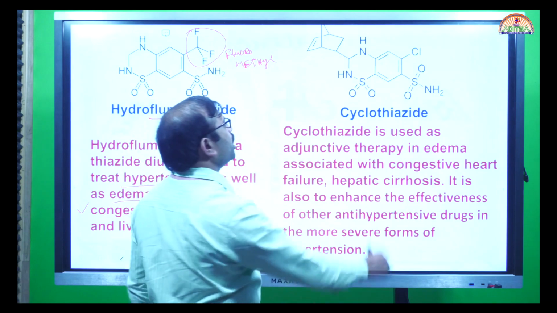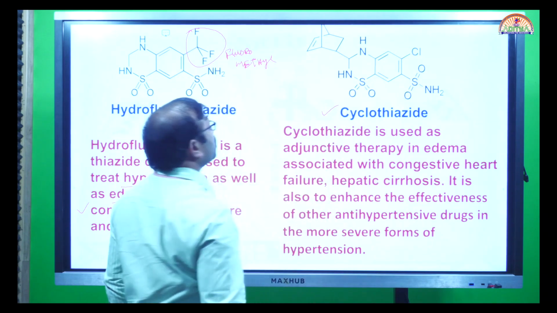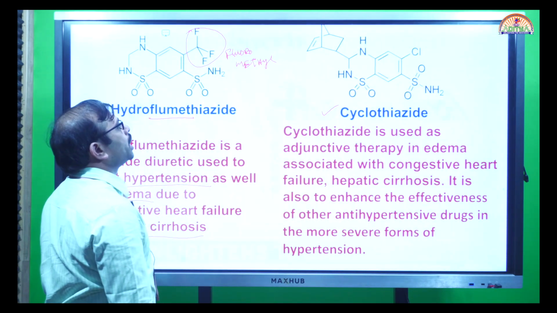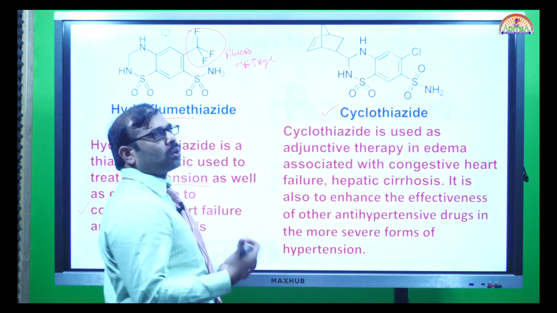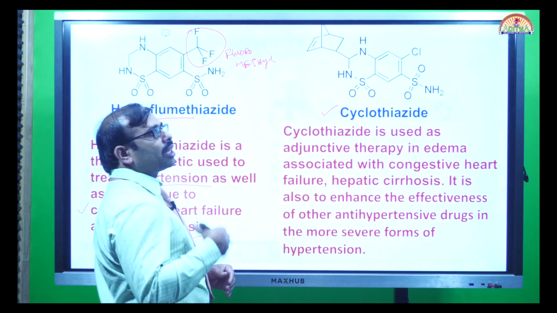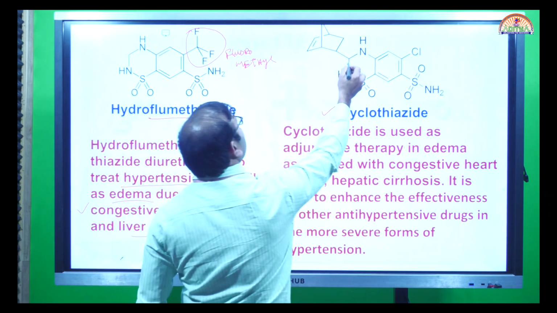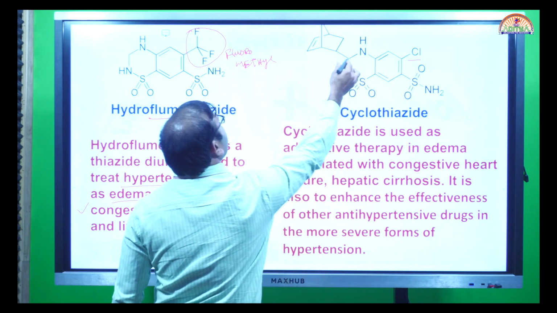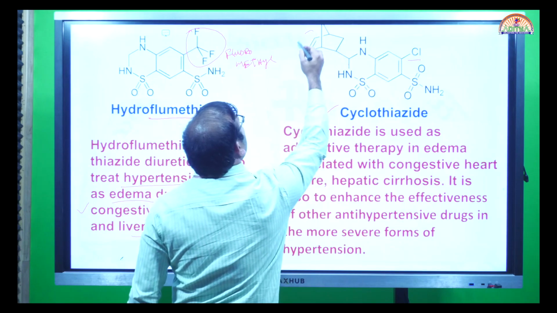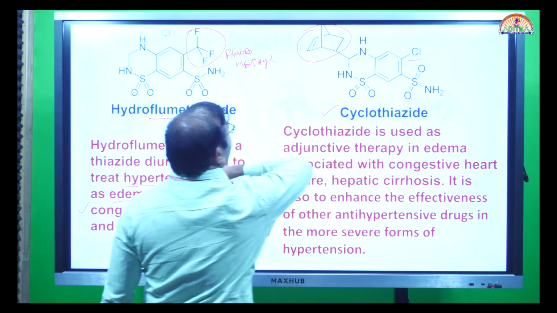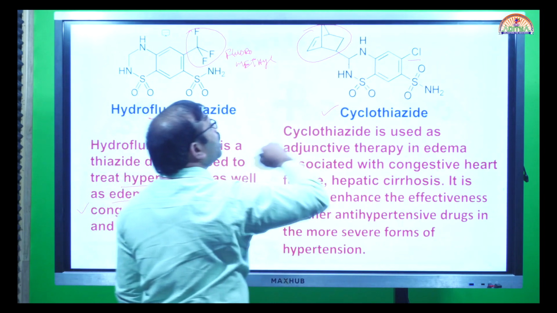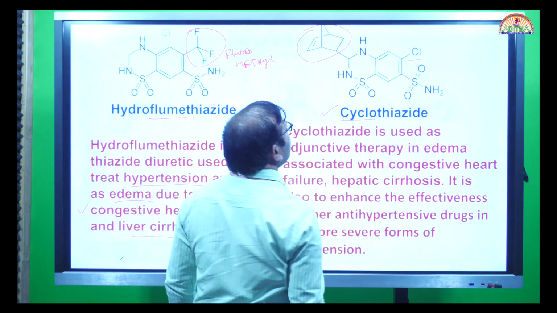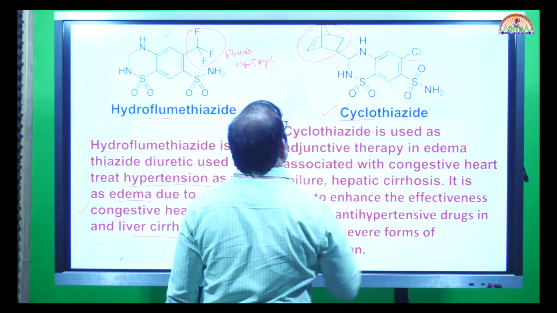Next one is the cyclothiazide. Okay, right. Cyclothiazide is also derived from this hydrochlorothiazide. It has the same reduced double bond, and there is a chlorine. Apart from that, one of the reduced carbons is attached to a bicyclic ring. That's why they have given the name cyclo in the thiazide. It is called cyclothiazide.